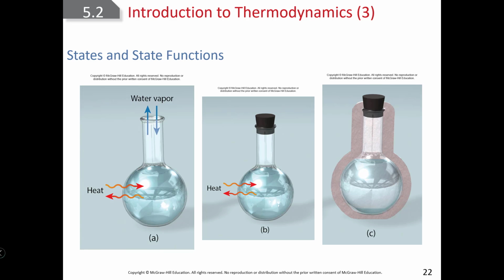It's important that you define the system, and the system is what you're interested in studying. The three types of systems that you'll come across are an open system, which allows both heat and matter, or if you want to say energy and matter, to be exchanged. That is what is under A here. And under B is a closed system, which does not allow matter transfers, but does allow energy or heat transfers.